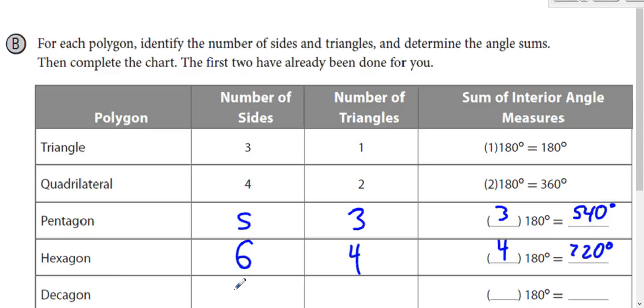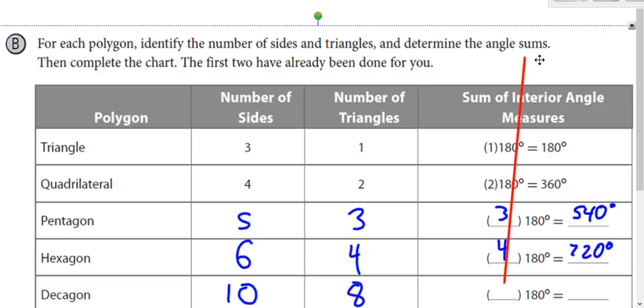Decagon, so we're going to jump up a little bit. Deca means 10, so that's a 10-sided polygon. So if it has 10 sides, that means that there's 2 less triangles in that. So subtract 2, you get 8. So we get 8 times 180. It's 1,440.